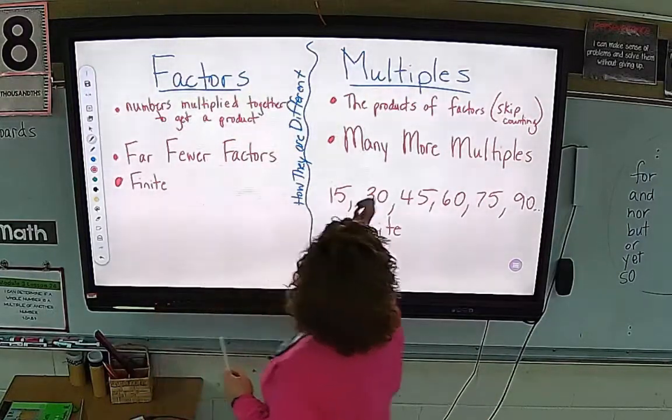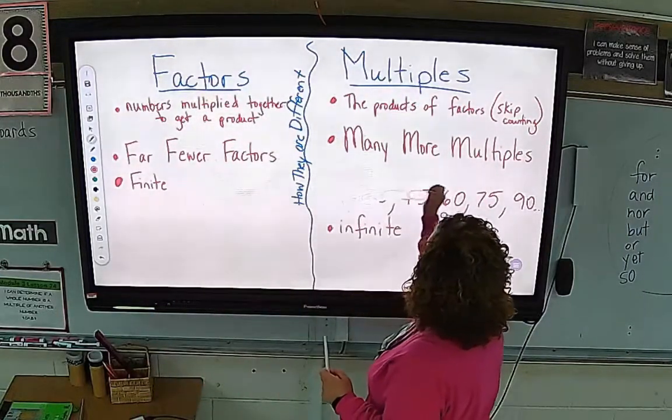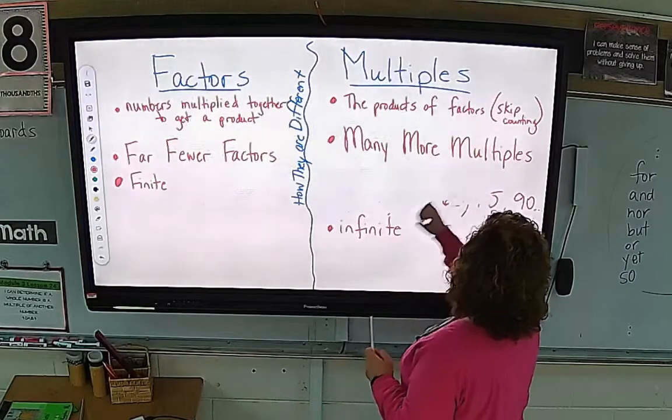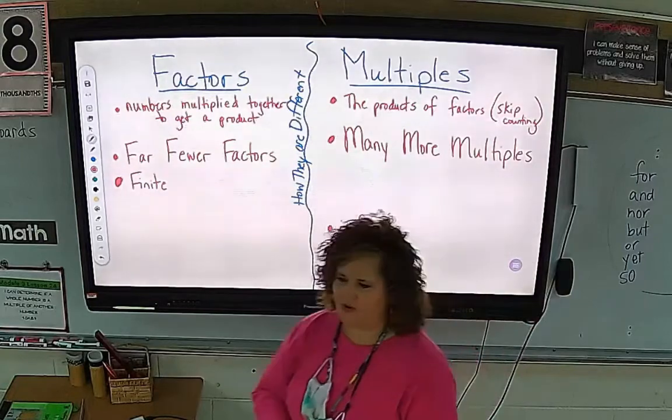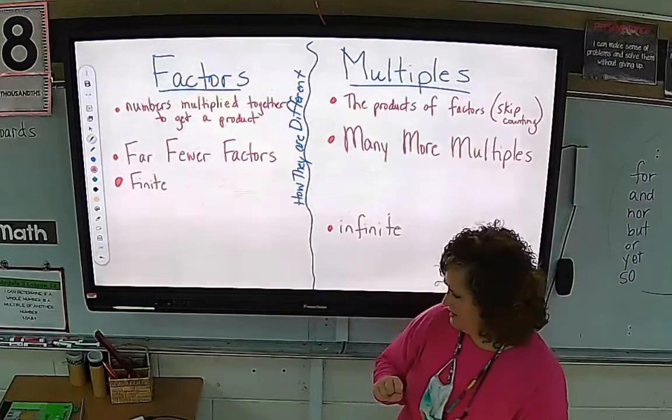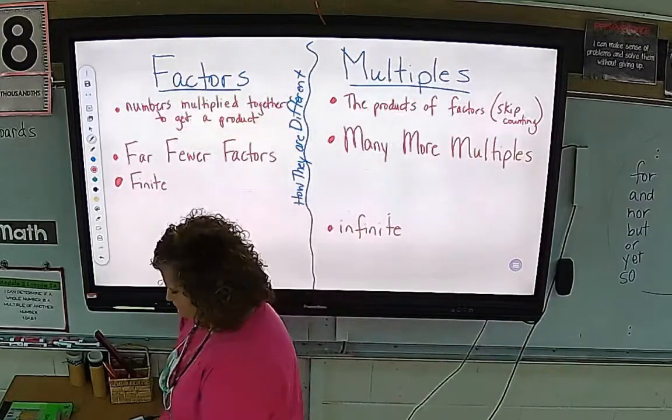All right, just some things that might help you remember the difference between these two things. These two things are very closely related, but they are different, so we got to keep them straight.